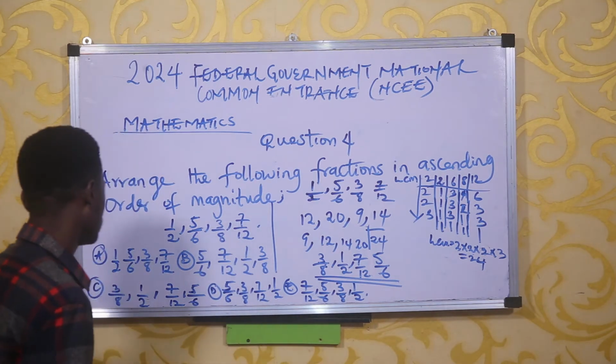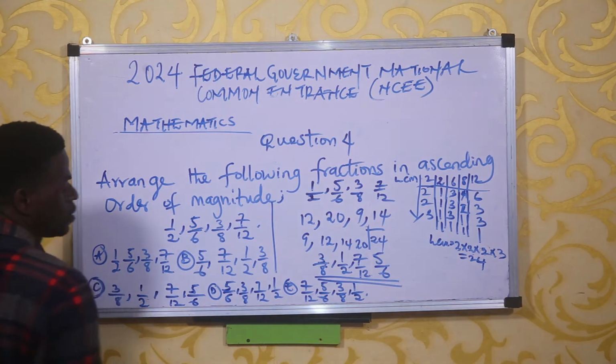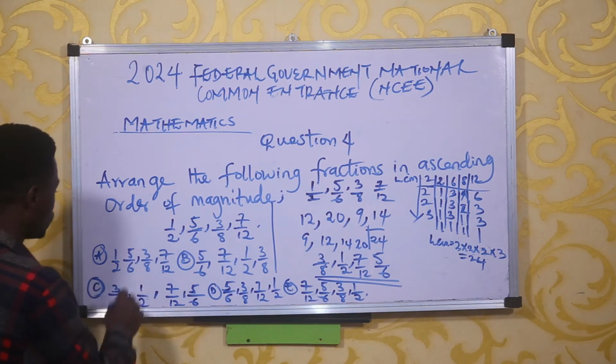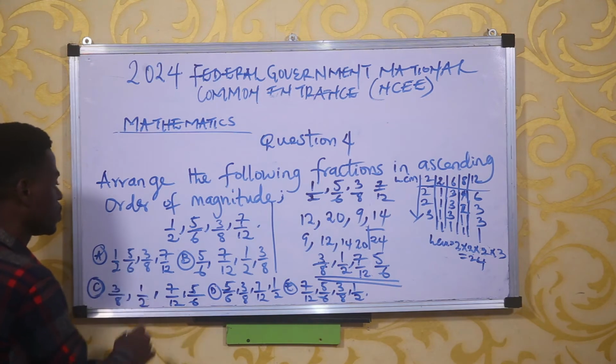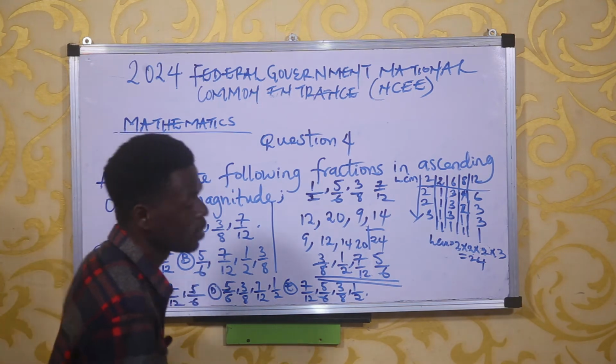So from the options, our answer is option C. That's it: 3 over 8, 1 over 2, 7 over 12, and 5 over 6. So that's it. Thank you very much.